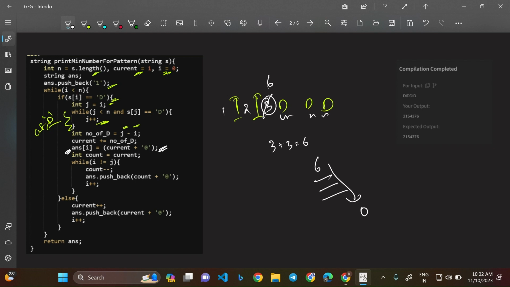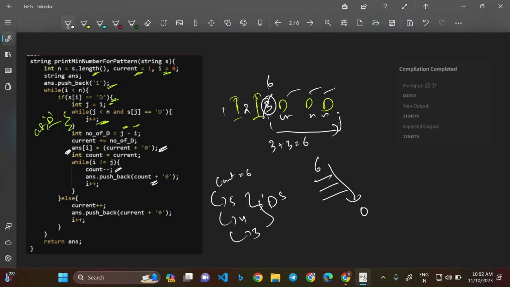So while i not equal to j, j would have been here, i would have been here, I need to traverse through all these 3 D's and push back count plus 0. I'm decreasing the count. Initially count is 6, right? Count is the current maximum value, that is 6. And for every iteration I'll be decreasing to 5, to 4, to 3, because we have 3 D's. We have 3 D's, 1, 2, 3.